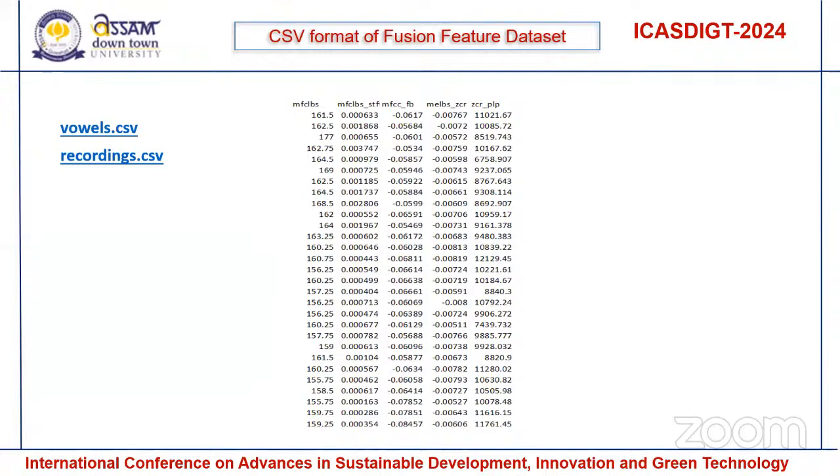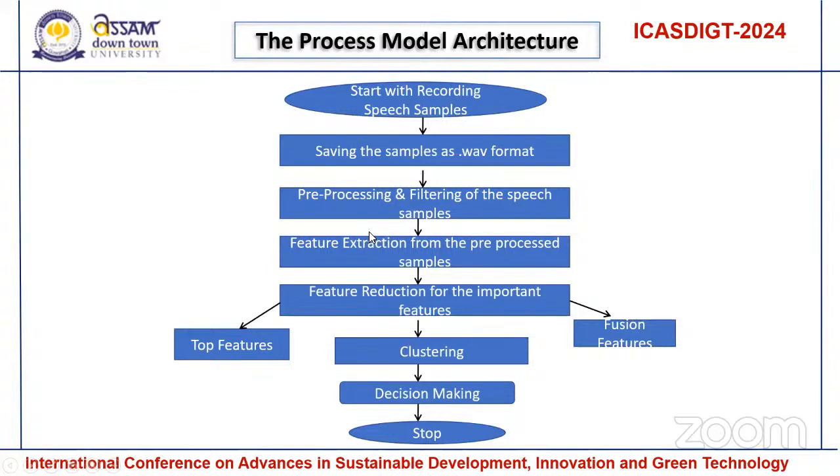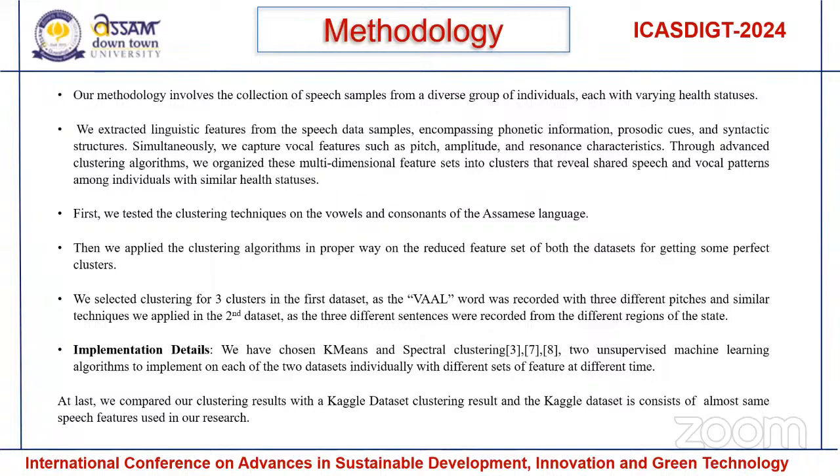And these are the CSV. This is the CSV format of the fusion feature set. After that, we found this dataset, and these are also some CSV format of our tested vowel dataset and recordings of the other dataset. This is the process model architecture in our system. And then the methodology part.